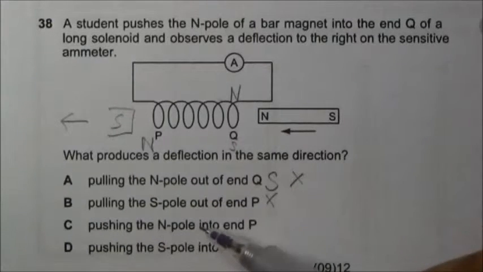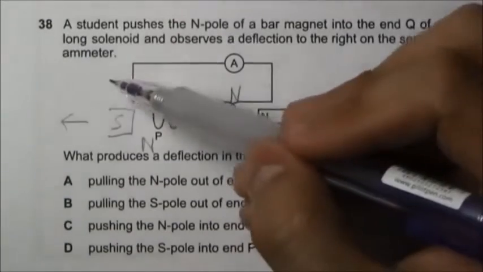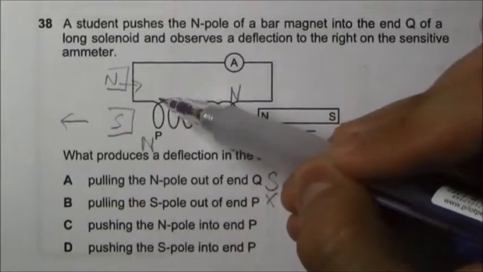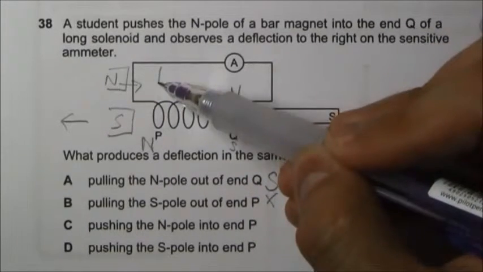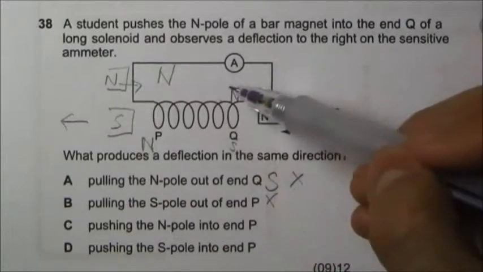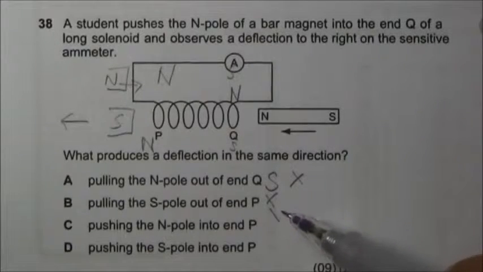Okay, for C, pushing the N pole into NP. If you try to push a north into NP, NP is going to react with a north pole so as to oppose the change. So it will form a south pole at NQ. So this is not the answer as well.